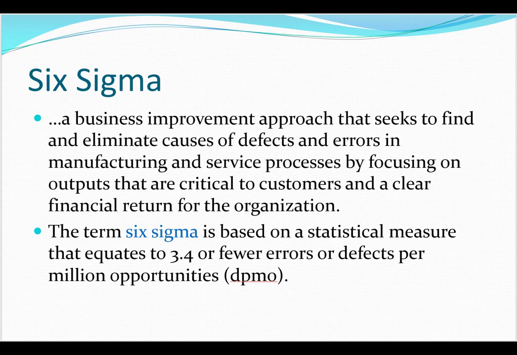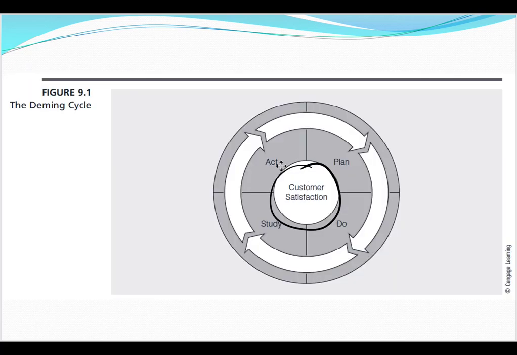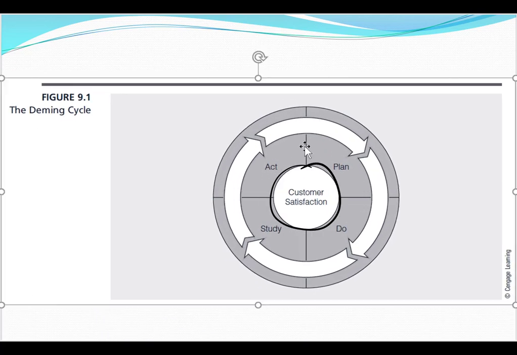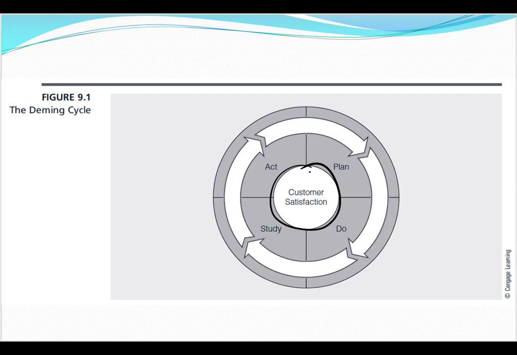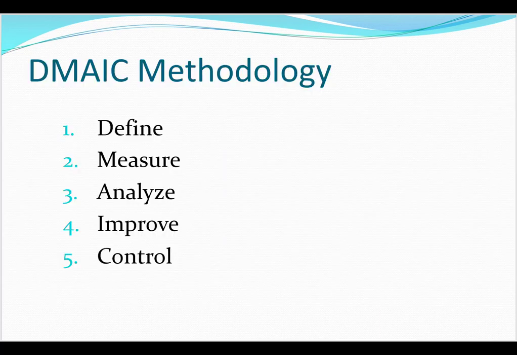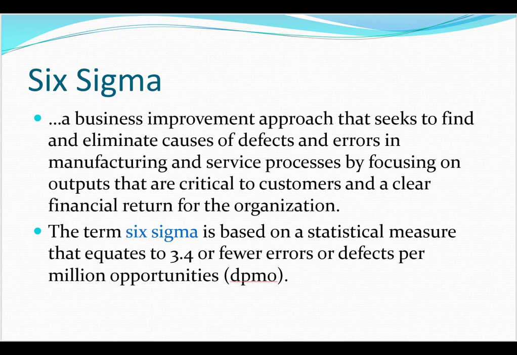Just like, let me show you the Deming cycle again. The customer is at the center of it, right? And so that's what we're talking about. Six Sigma tries to eliminate causes of defect and error with the customer being at the center of the focus, and having financial return for the organization.